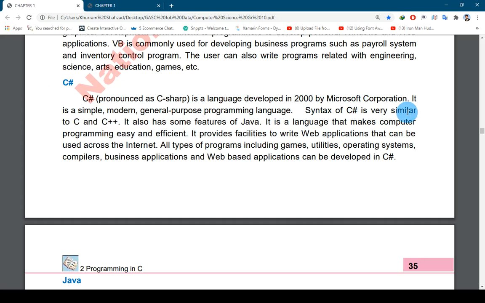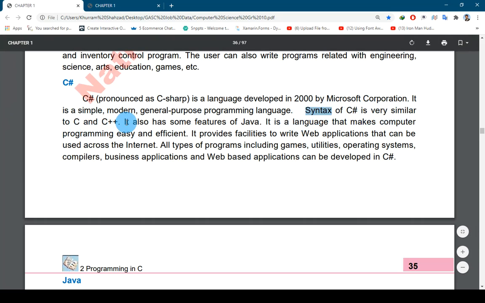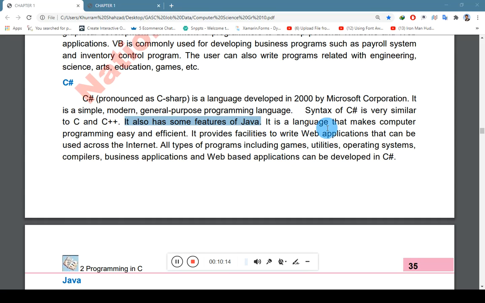The syntax of C sharp is very similar. Syntax means the code style or writing style of C sharp is very similar to C and C++. It also has some features of Java. So this is a language which includes the specifications of all the languages. It is a language that makes computer programming easy and efficient.